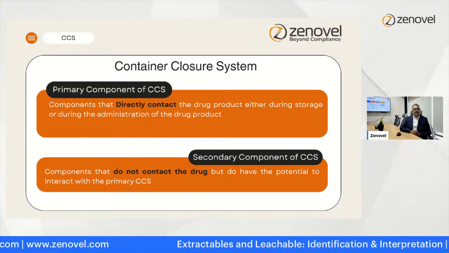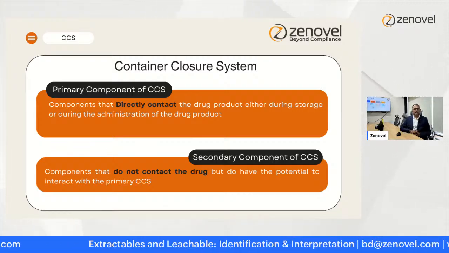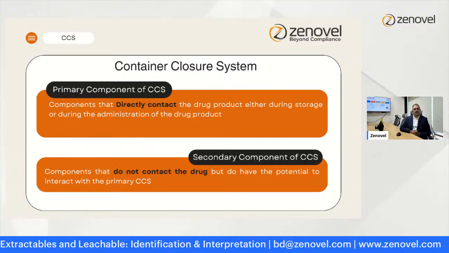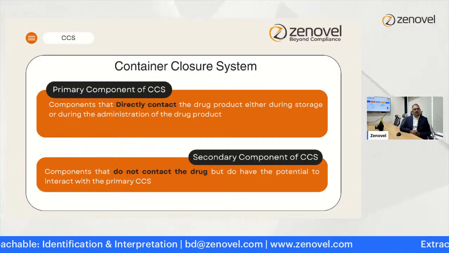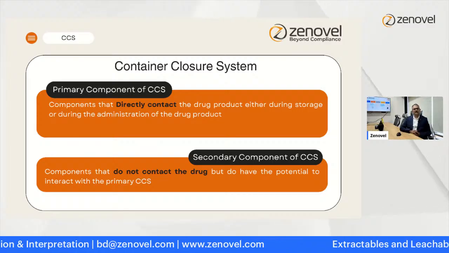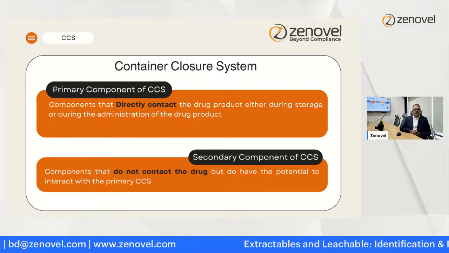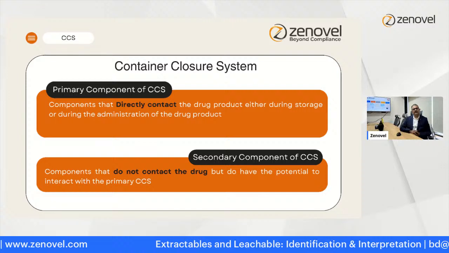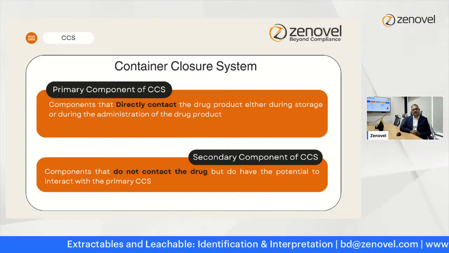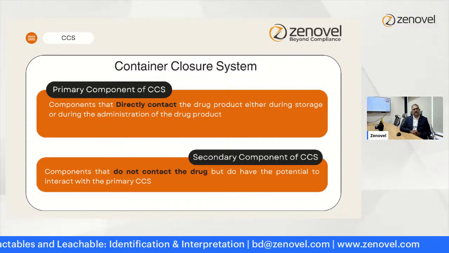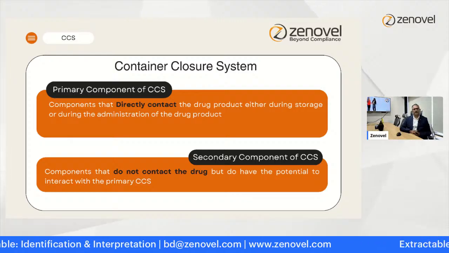Whereas the secondary components do not directly contact the drug, but do have the potential to interact with the primary CCS. So the secondary component contacts the primary component, and the primary component directly contacts the drug and gives us the probable extractables and leachables.